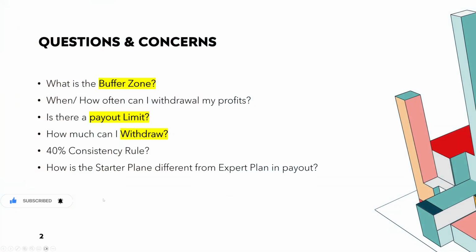First of all, we're going to look into some questions and concerns when it comes to the payout policy for MyFundedFutures. The first thing is, what is a buffer zone? There is a buffer zone that you need to worry about. Also, a lot of people ask, when and how often can I withdraw my profits? Is there a payout limit or a payout cap? How much can I withdraw, and do I need to worry about the 40% rule, the consistency rule, and what are the differences between the starter plan and the expert plan when it comes to the payout policy? We're going to answer all these questions in the next slides.